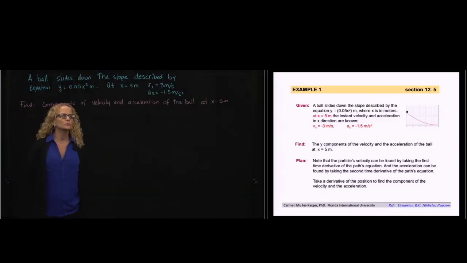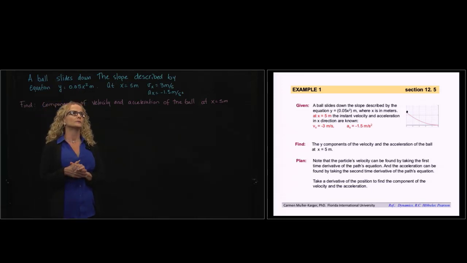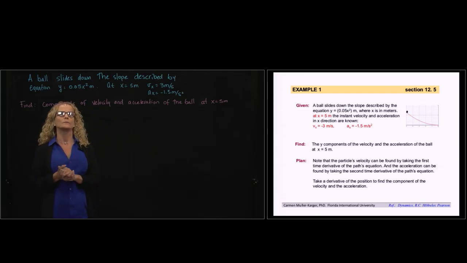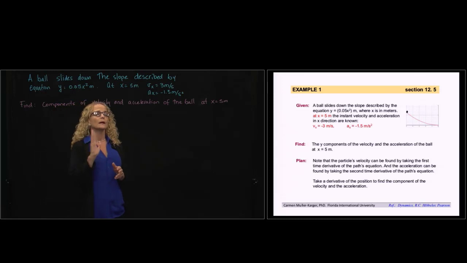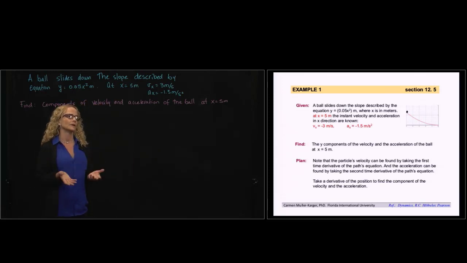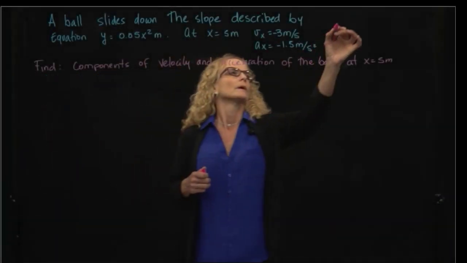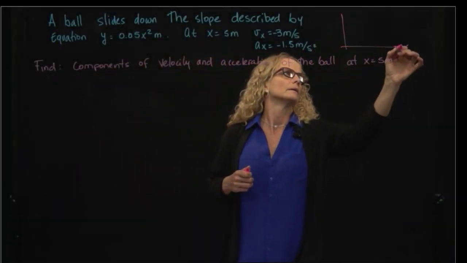Okay, so let's do an example of finding the velocity and the acceleration when we have the expression for the path that a particle is taking while traveling. So a ball slides down the slope described by the equation y equals 0.05 x squared meters. And we know that at x equals 5 meters, we have the velocity in x and the acceleration in the x direction.